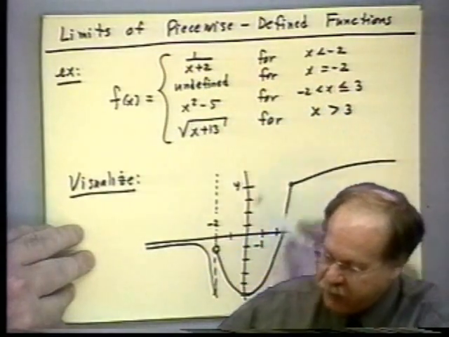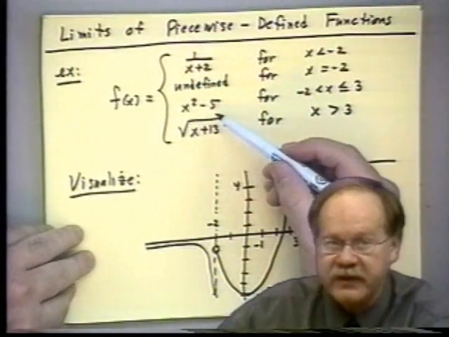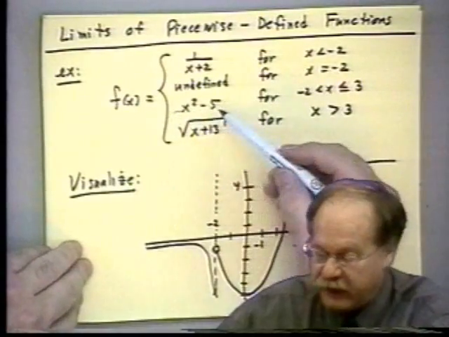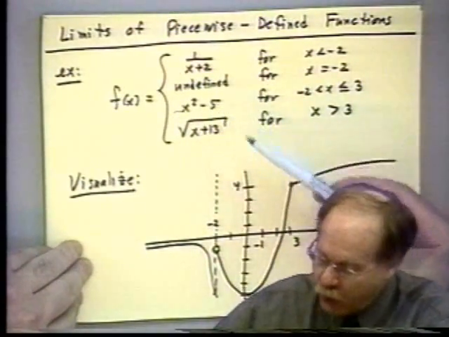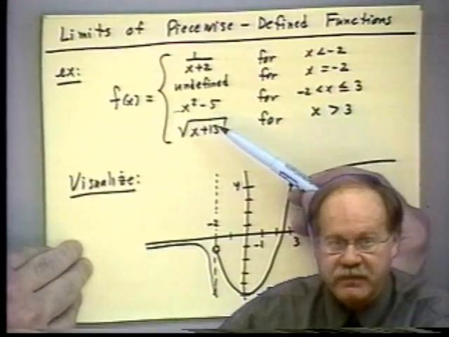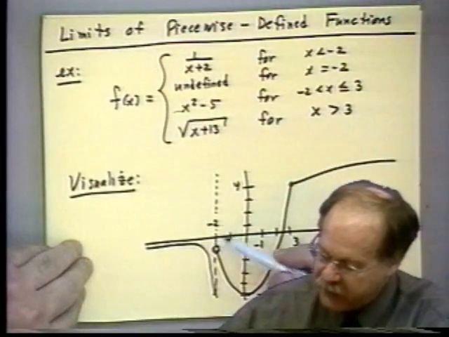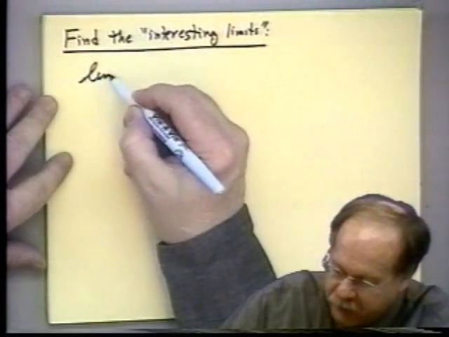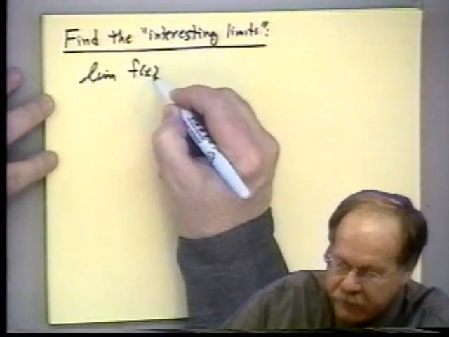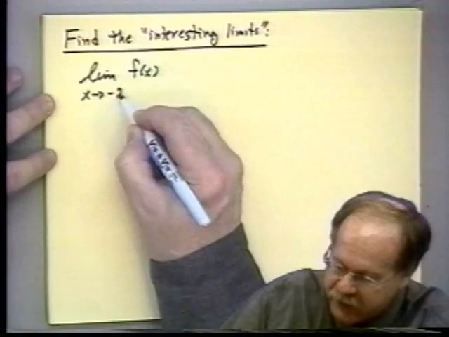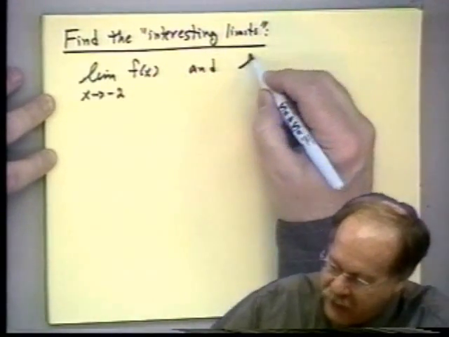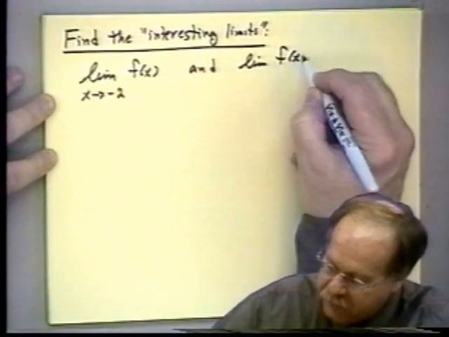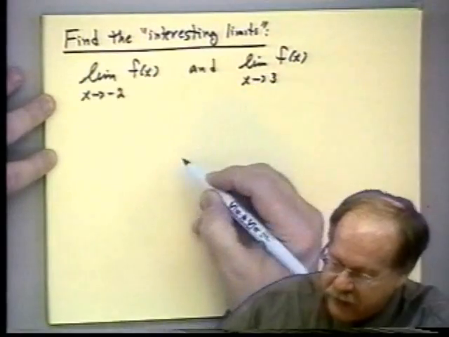Because in between the breaks, for example, at x squared minus 5, that's a simple parabola. We know what that looks like and what its limits are going to be. What we don't know is what happens when these pieces meet. So we're going to look at minus 2 and 3 and examine the limits there. So we'll be looking for the limit of this function as x approaches minus 2, and we'll ask what the limit of this function is as x approaches 3.